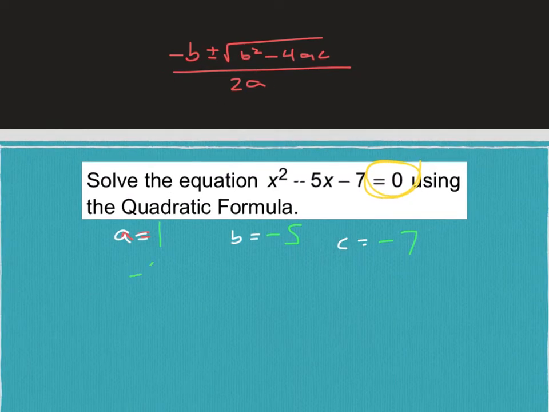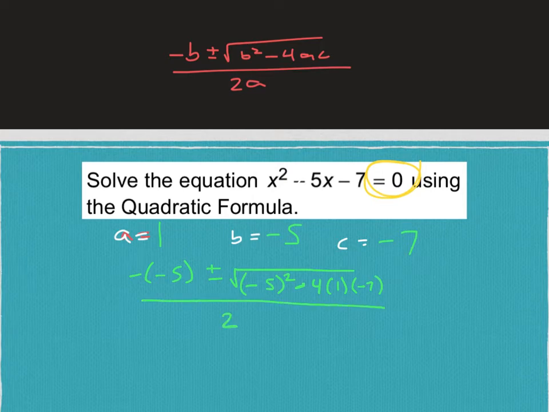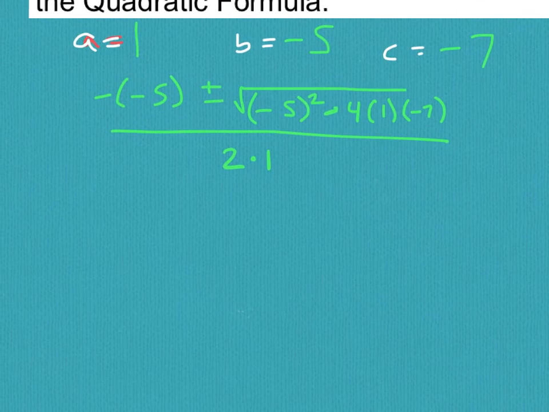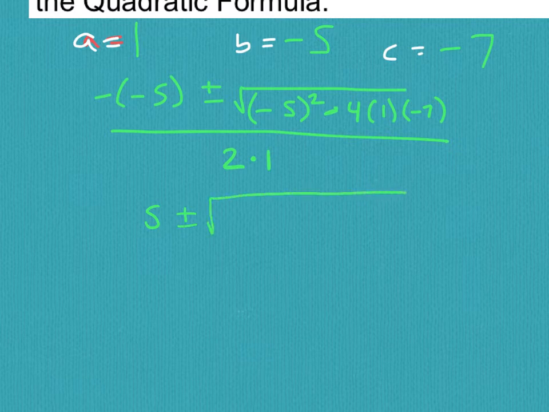So we have negative 5 plus or minus the square root of negative 5 squared minus 4 times a, so 4 times 1 times c, which is negative 7, over 2 times 1. Now we simplify. So what do we do to this negative 5 out front? It becomes a positive 5. So positive 5 plus or minus. Let's simplify everything under our square root.